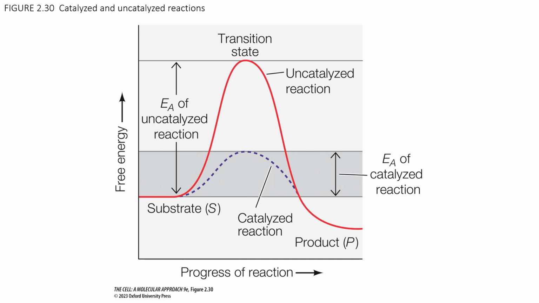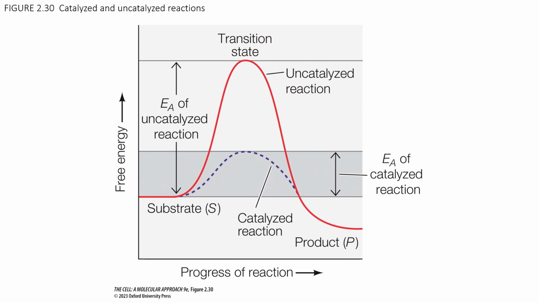Now looking at this chart here, you can see how the activation energy, or free energy, needed for an uncatalyzed reaction is significantly greater than one that's catalyzed by an enzyme. As you can see by the red line for the uncatalyzed reaction, more energy is used versus the catalyzed reaction shown by the purple dotted line. You can see that the activation energy is a lot less, so therefore more efficient.